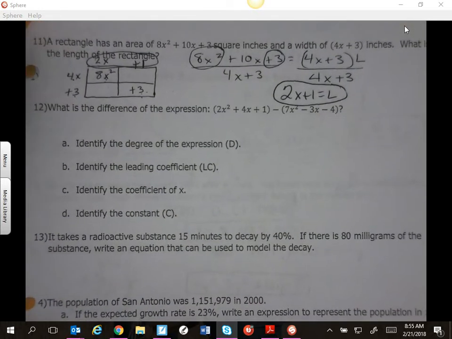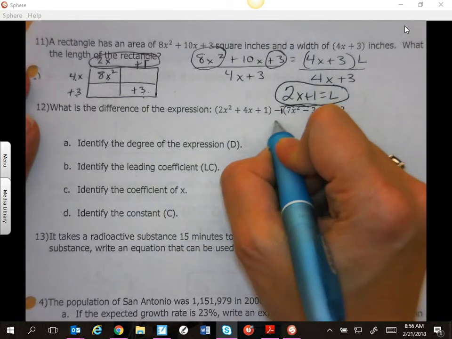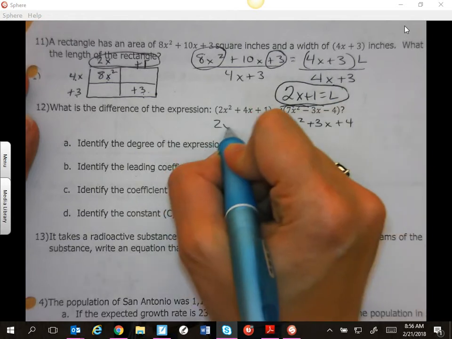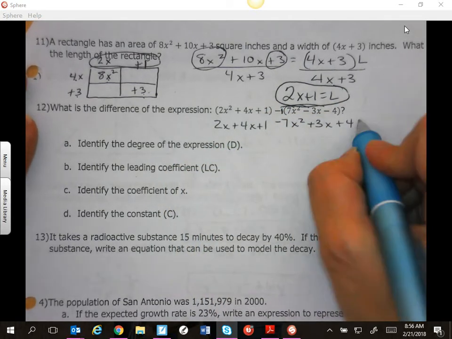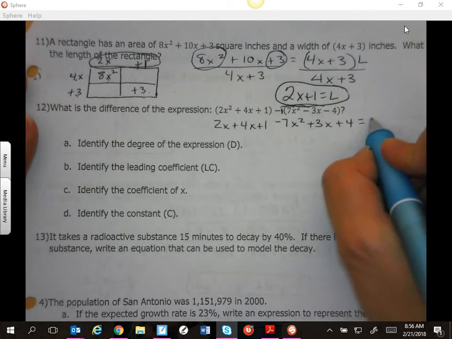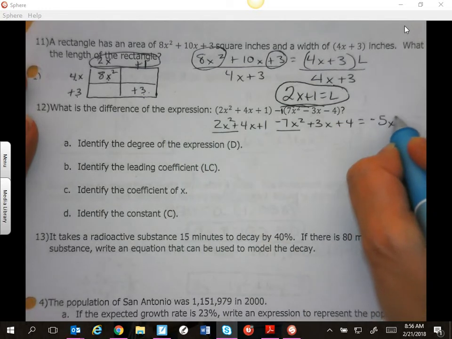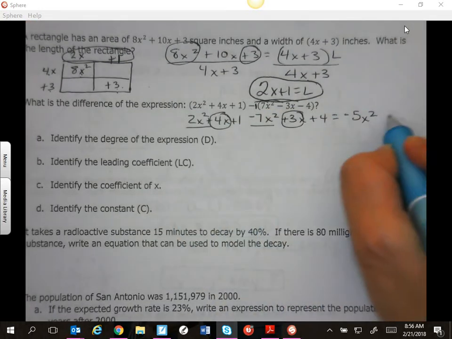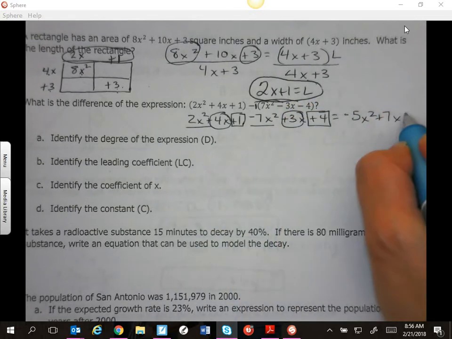What is the difference in the expression? So you're going to have to distribute your negative. So I have negative 7x squared plus 3x plus 4. I'm going to go ahead and bring this down, and then we just need to simplify it. These are the same, so I have negative 5x squared, and then I have 4x and 3x, so plus 7x, and I have 1 and I have 4, so plus 5.